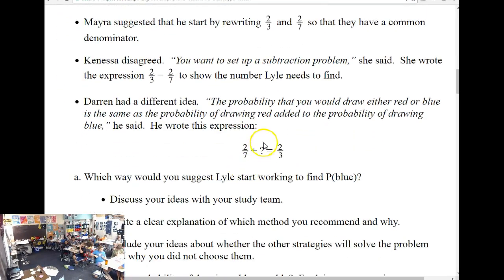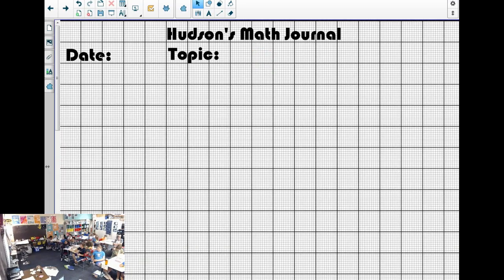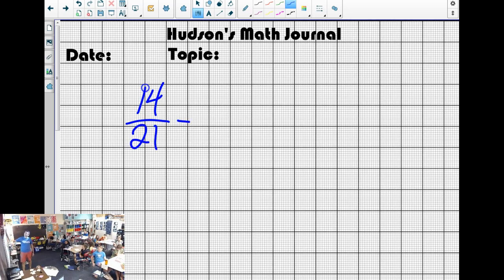So, Darren sets this up. Kanessa sets up the subtraction, and Myra's over here making common denominators. Whatever way we take, we can figure this out. I don't know which way you took, but I like Braylon's idea of common denominators first. I heard him back there saying 21. So if I multiply by 7 on top and bottom, I'll get 14 over 21. Sorry, not equal. Minus, yeah, I got to multiply by 3 there. 6 over 21. And we get?